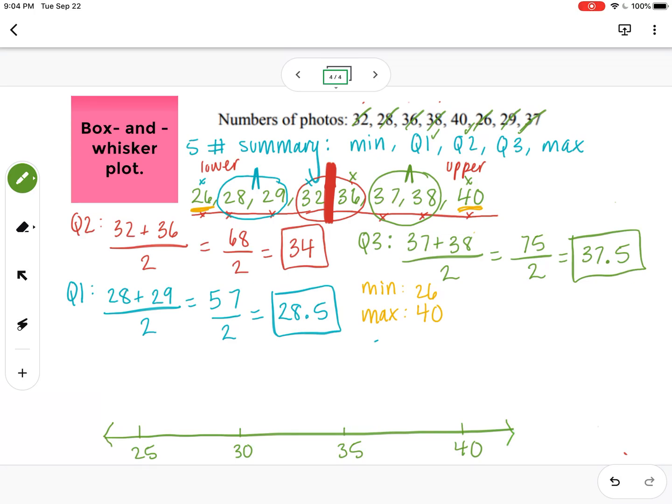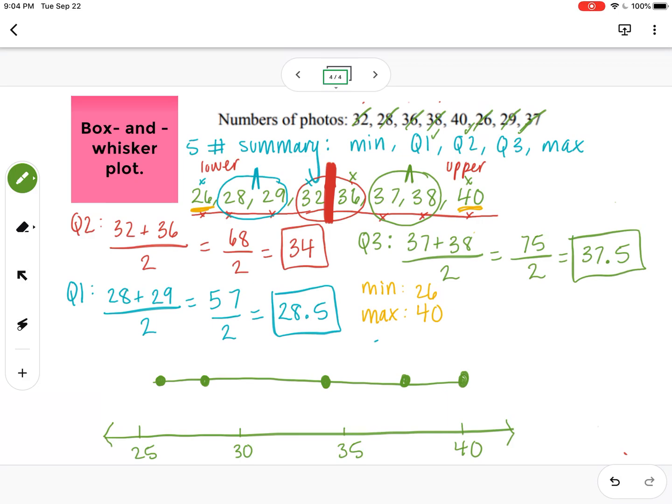And let's go ahead and plot our points. Remember, you're estimating about where they would be. So your smallest value is 26, that would be a little bit past 25, about right here. Next value, quartile 1, is 28.5. That would be almost in the middle, but a little bit more towards 30. Our next value here is 34, which would be really close to 35, just to the left of it. After that, 37.5, so that would almost be in the middle right there. And your max value would be 40, which is just right above that 40 point. And then we do that.